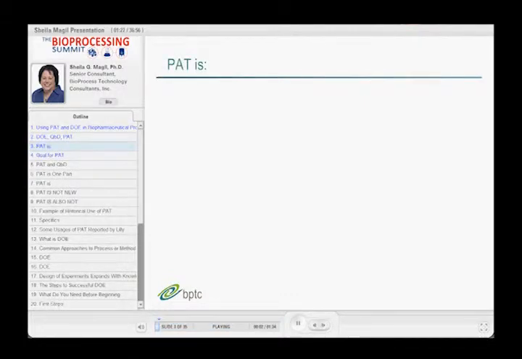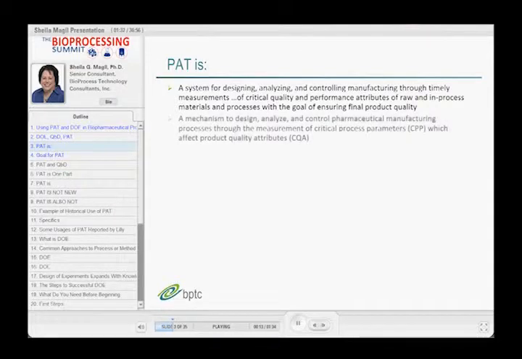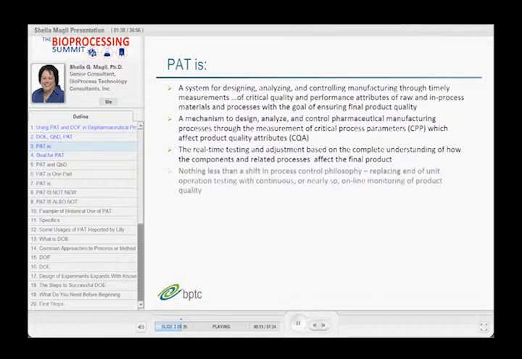Okay, what is PAT? Strictly speaking, PAT is Process Analytical Technology, which is the equivalent of saying, what is PAT? It doesn't really mean a lot. There are a number of ways to define it. I think the most important of the four that I've put up here are the last two.